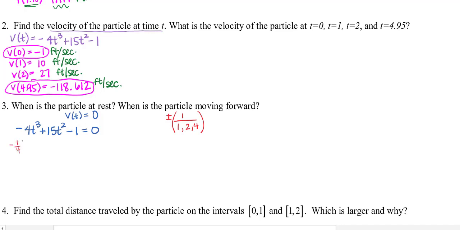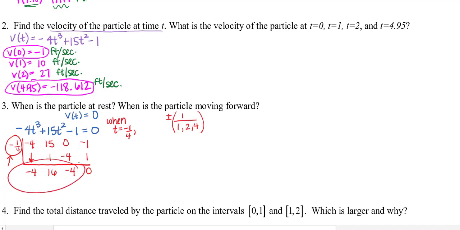So for example, maybe I think negative 1/4 is a 0. I'll use synthetic division, so negative 4 is the coefficient of my cubed term, 15 is the coefficient of my squared term, 0, and then negative 1. Carry down, multiply, this is your multiplier out here. 1/16, negative 1/4 times 16 would be negative 4, add down, multiply, add down. If you get 0 as a remainder, that means that is an answer. So I know v of t is 0 when t equals negative 1/4. That's one of the answers.